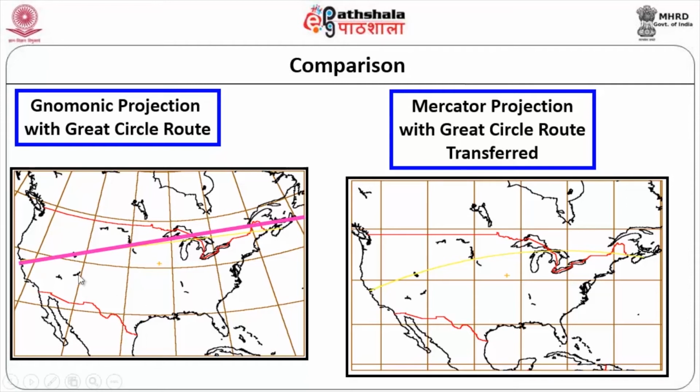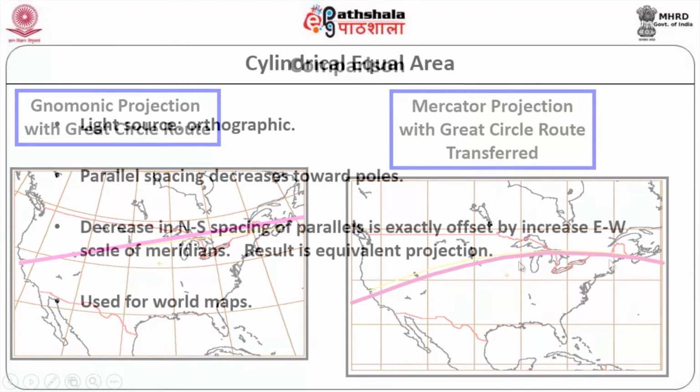See, this is a point from here to here, how it goes. So when you are using this projection, it may appear like this, but the line of view from here to here is a straight line, while this is a curved line. In fact, this is used in your aeroplanes. So this is how it is done in your Mercator projection.